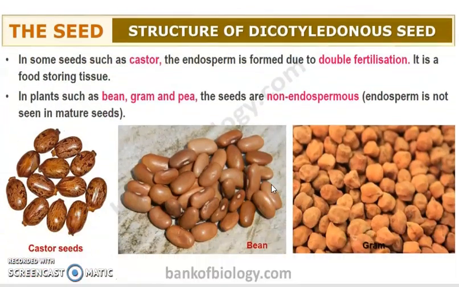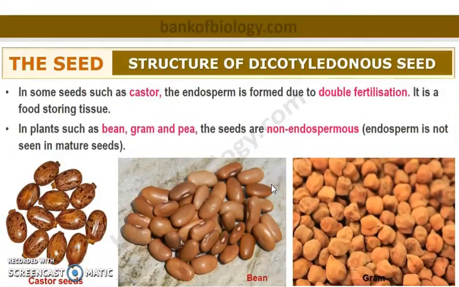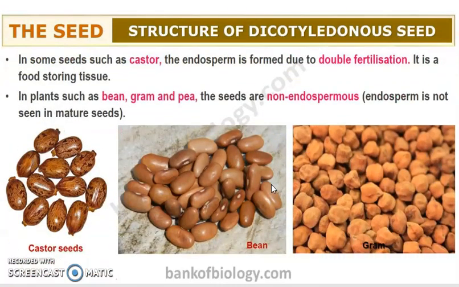Now coming to the next structure, which is very important, it is called as the endosperm. Let us see about the presence of endosperm in dicotyledons. See, in dicotyledons the endosperm has importance until the embryo is forming.